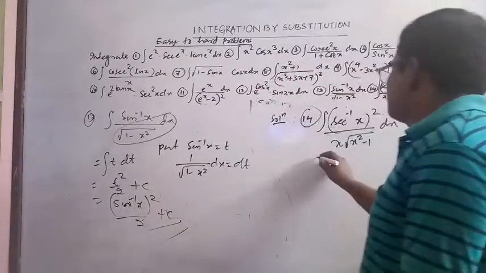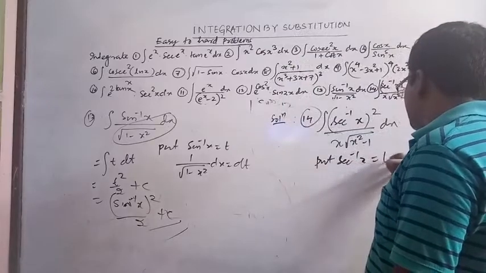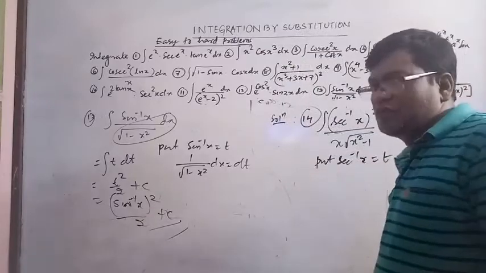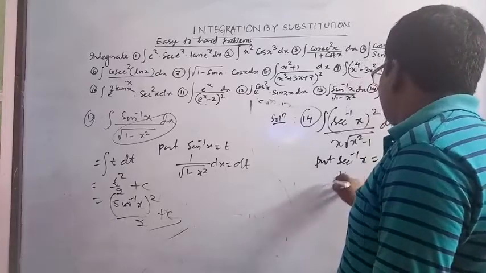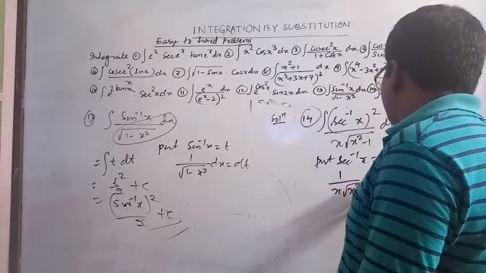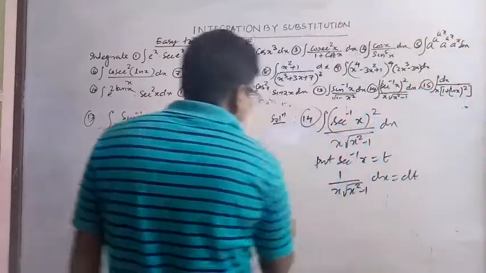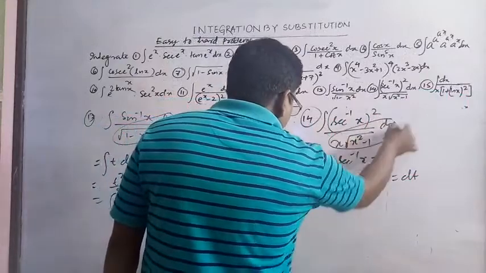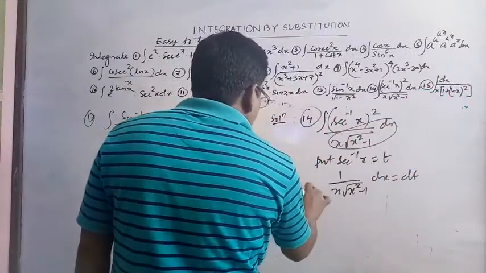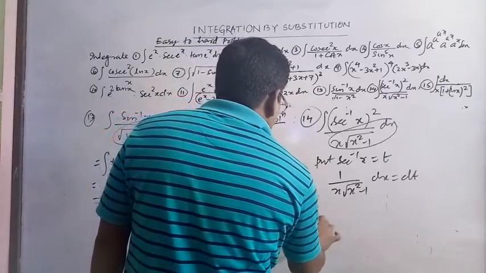So put sec inverse x equal to t. Now differentiate both sides with respect to x. So 1 by x into root over x square minus 1 dx is equal to dt. So this is equal to t square dt, and the integral of t square dt is t cube by 3 plus c.